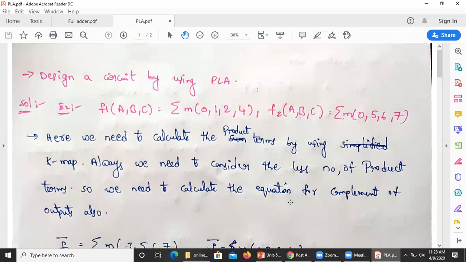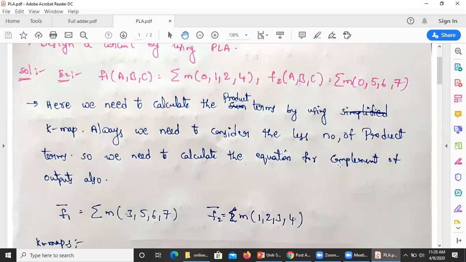Our main aim is always to consider fewer product terms, whether we take the output in the direct form or the complemented form. That's why you always need to calculate F1 bar and also F2 bar. Here we already know that F1 of ABC is sigma m of 0, 1, 2, 4 and F2 of ABC is sigma m of 0, 5, 6, 7.